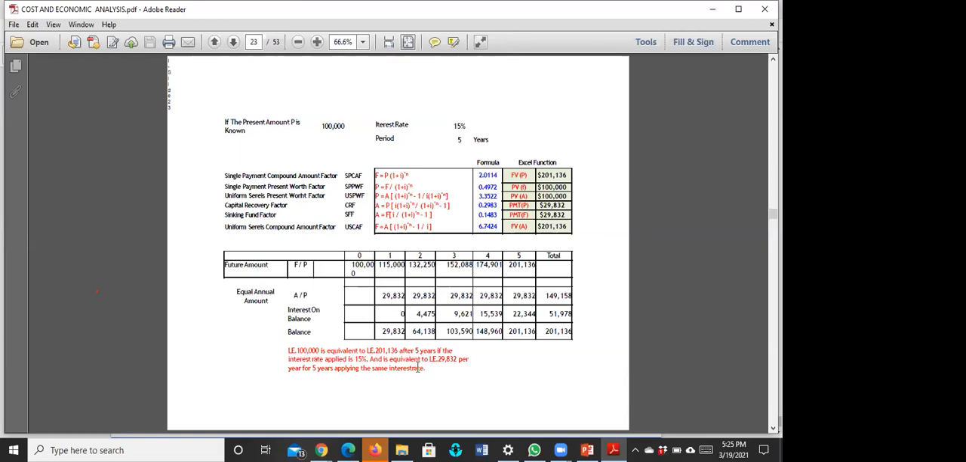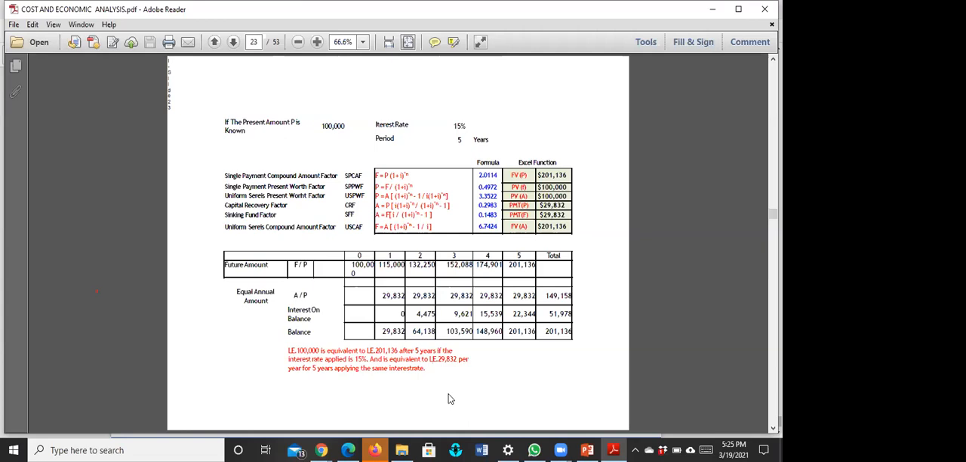Go ahead, sir. Just those formulas, will they be given for the exams? No, it's an open book. You have your interest table. You'll be given it. If you are using Proctor, they can proctor you.